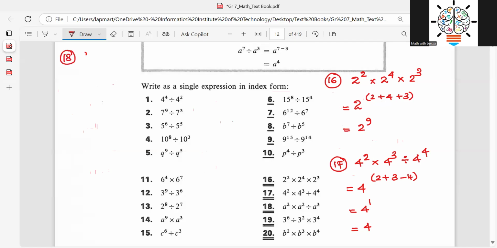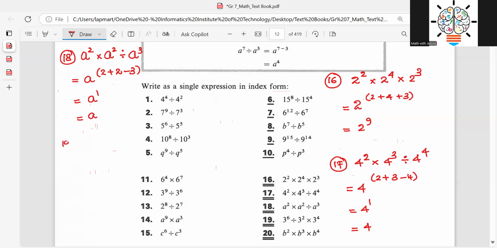So you have a to the power of 2 multiplied by a to the power of 2 divided by a to the power of 3. A to the power of 2 plus 2 minus 3. So 2 plus 2 is 4, 4 minus 3 is 1. And again, a to the power of 1 is the index form.